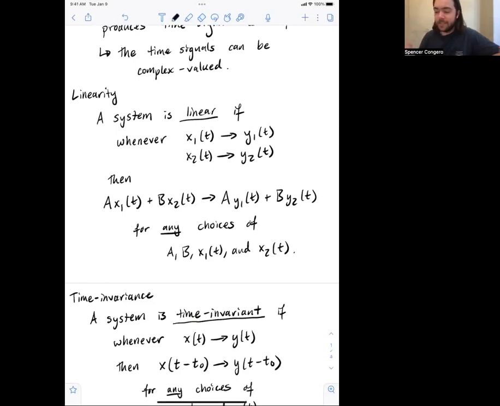So how do we check if a system's linear? We have to follow this setup. We have to say, all right, let's suppose we have 2 arbitrary inputs. We don't know what they are, and they produce whatever outputs they produce. Then we have to put this signal into our system and see what comes out. If what comes out is the same linear combination of the outputs we wrote, then the system's linear. Otherwise, it's not linear. Okay, so let's do this.